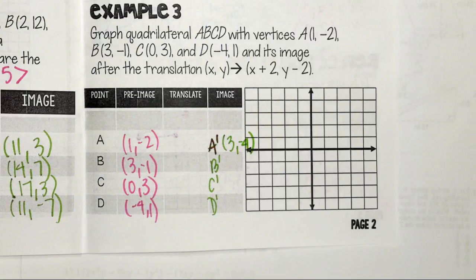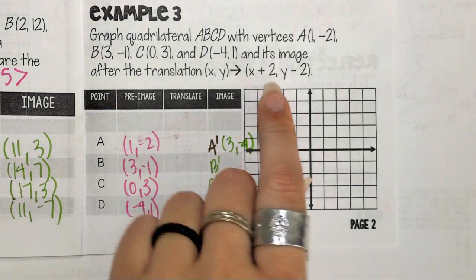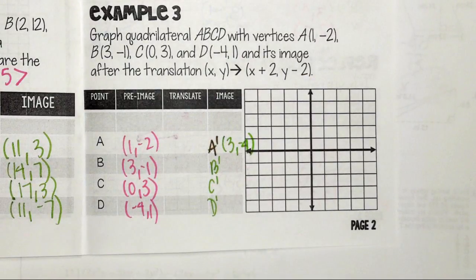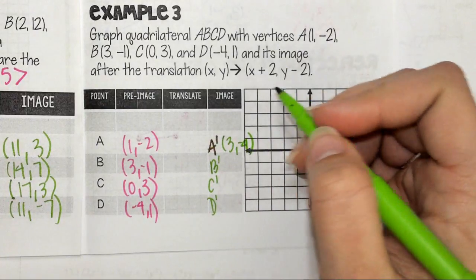Okay, so 1 plus 2 is 3. For A prime, 3, negative 4. Because you add 2 and subtract 2, right? So it's negative 2 minus 2, which is negative 4. 1 plus 2 is 3. You got 0 because you did negative 2 minus a negative 2. And it's just negative 2 minus 2. This is supposed to look somewhat like this.